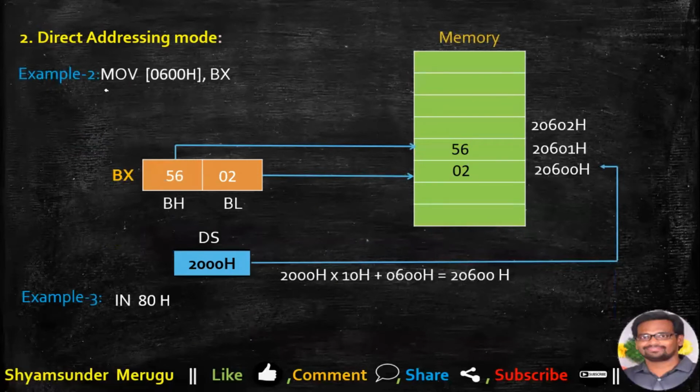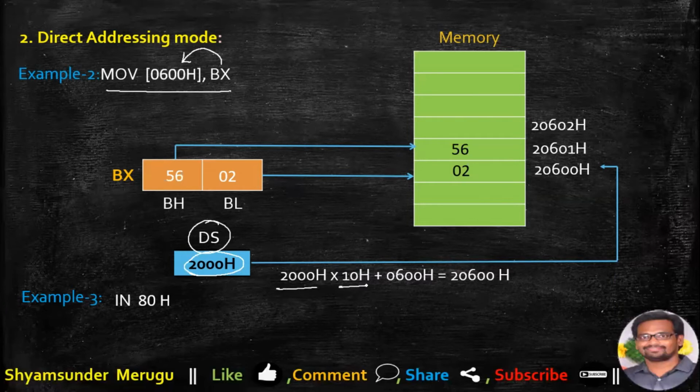And here one more example is given, right? So now what will happen? The data which is there in BX will be moved to the physical address which will be calculated using this offset address, right? So again we will be taking a base address. Here I am taking the data segment. The data segment is giving the base address, assuming that it is 2000H. Now 2000H into 10H plus this offset address 06H gives me 20,600H, and this is pointing to 20,600H in the memory locations, right?